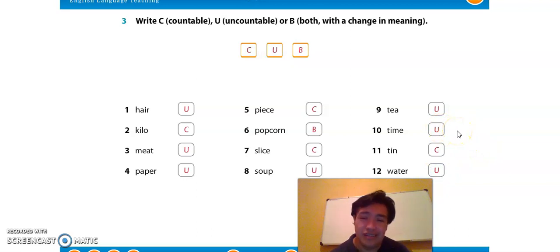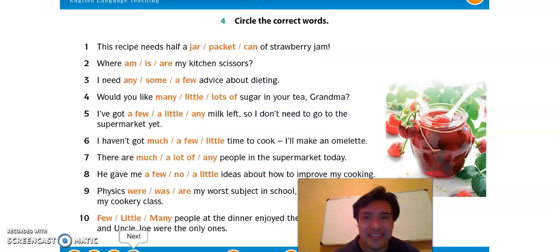Okay, the time is uncountable. Why? We say 1, 2, 3, 4 seconds. So we count the seconds, not the time. Then we have minutes. 1, 2, 3, 4, 5 minutes is the same thing. We count minutes. We are not counting the time. Then we have 1, 2, 3, 4 hours. So we are counting the hours, not the time. So be careful with this. Time is like money. We say dinero. We don't say dineros. And tiempo, we say tiempo. We don't say tiempos. So be careful. It can be confusing, but it's not. Okay. Let's move on to the next exercise.